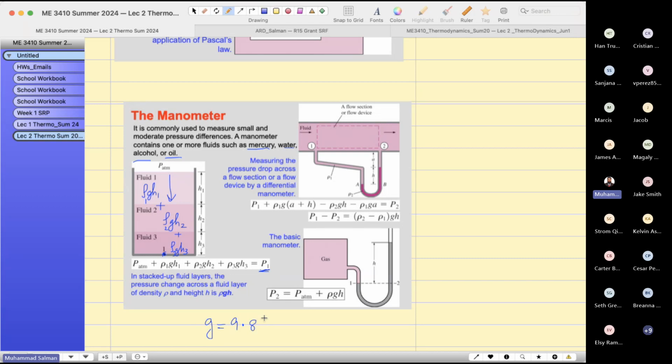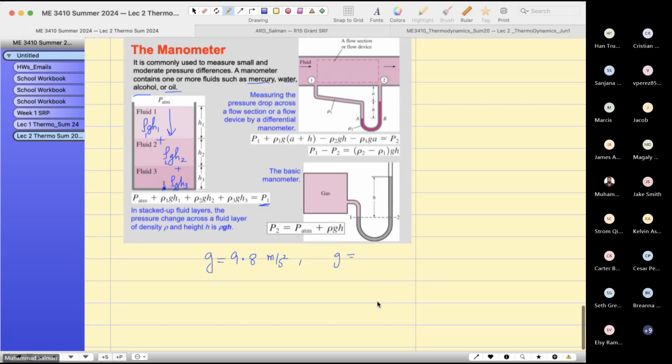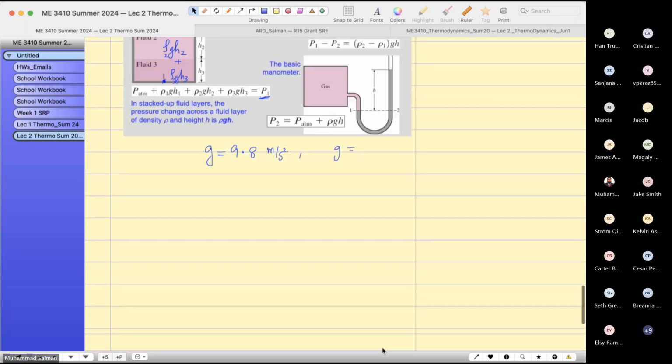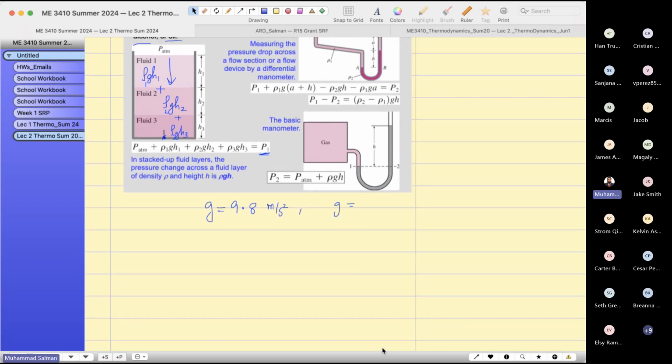everybody knows G is 9.8 meters per second squared in the SI system, and G in the English system. Can anyone write down what is the value of G in the English system, if you remember? That's good, 32.2. Rena and Caesar are correct.